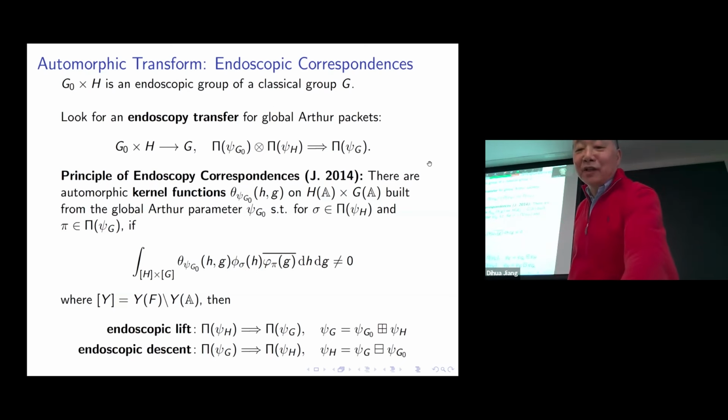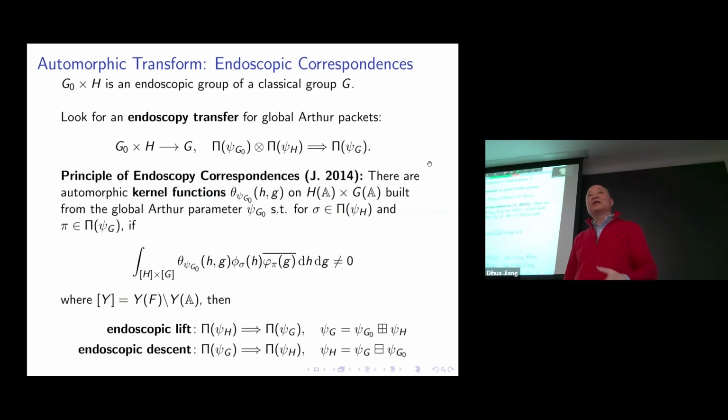And then vice versa, you just subtract that component. Of course, this is conjecture. We can prove some cases, but in general, this is still conjecture. But it's in my paper, 2014. So at least you see there's a hope.